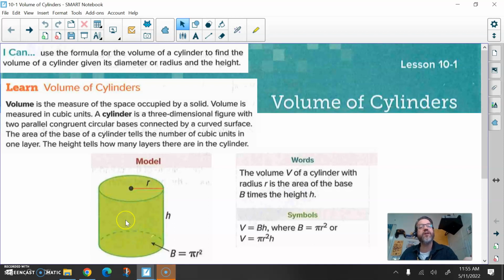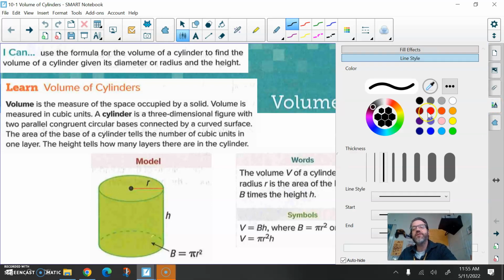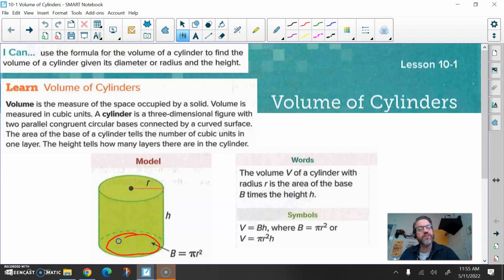Now, if you take a look here, hopefully you can see the base is in the shape of a circle. I'll just go ahead and shade this in here so you can see. We'll find the area of this base, and then we're going to multiply that by the height of the cylinder. Now the base is a circle, so you can see big B stands for the area of the base.